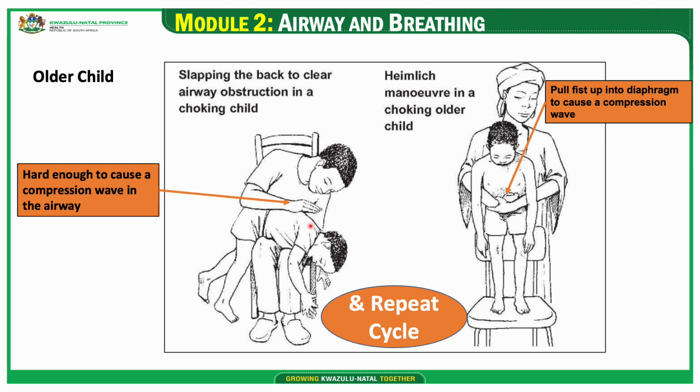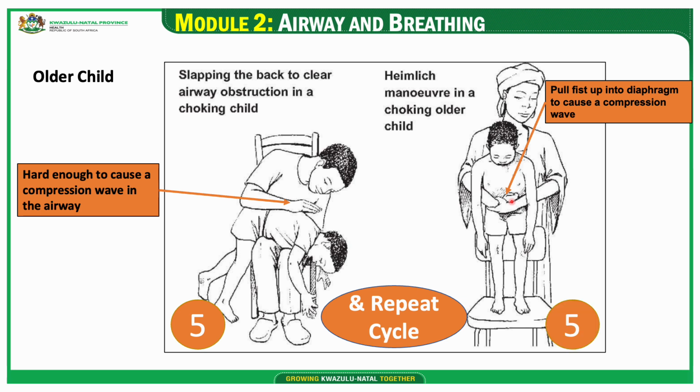If that doesn't relieve the obstruction, then you can do the Heimlich maneuver, where you go behind the patient. You make a fist with one of your hands, and you place that fist in the epigastrium just below the xiphisternum, and then with your other hand you cover your fist, and then you pull inwards and upwards to try and dislodge the foreign body.